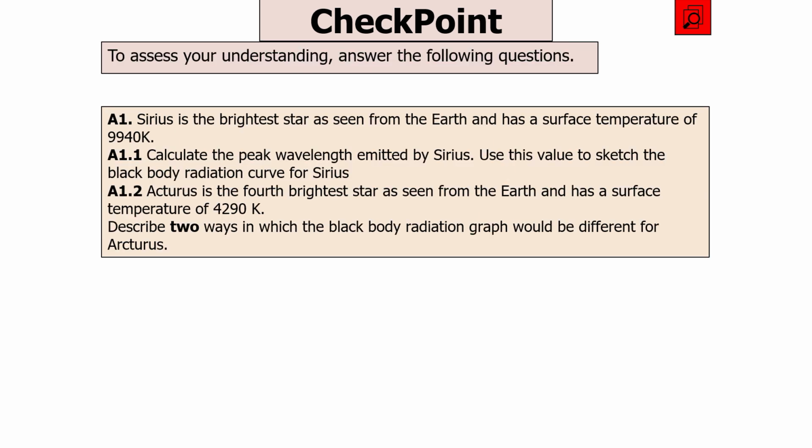The next question says, Sirius is the brightest star as seen from the Earth and has a surface temperature of 9,940 Kelvin. Calculate the peak wavelength emitted by Sirius and use this value to sketch a blackbody radiation curve for Sirius. Then Arcturus is the fourth brightest star as seen from the Earth and has a surface temperature of 4,290 Kelvin. Describe two ways in which the blackbody radiation graph will be different for Arcturus. So pause the video now, then unpause the video when you want to go through your answer.